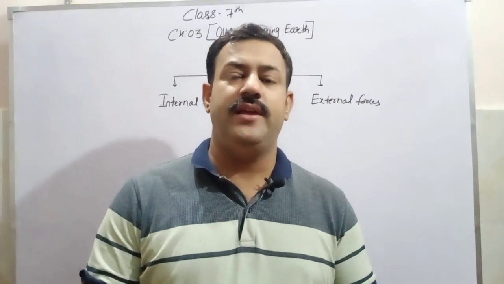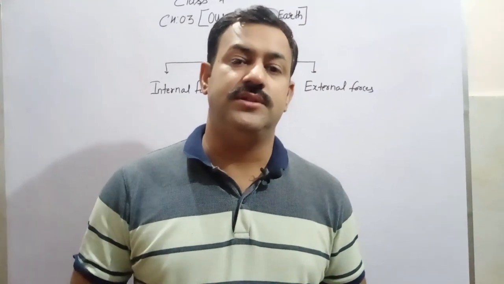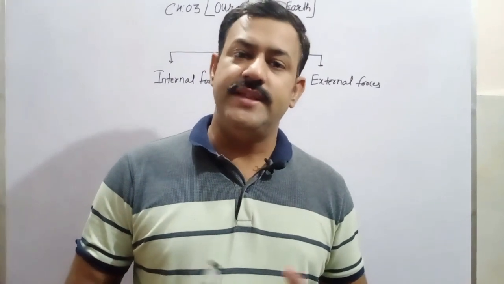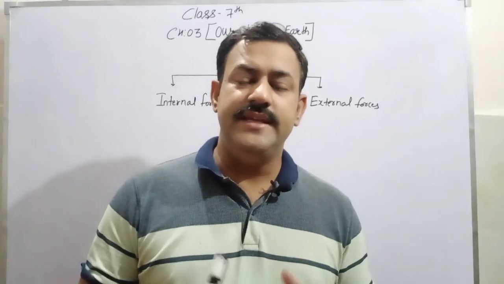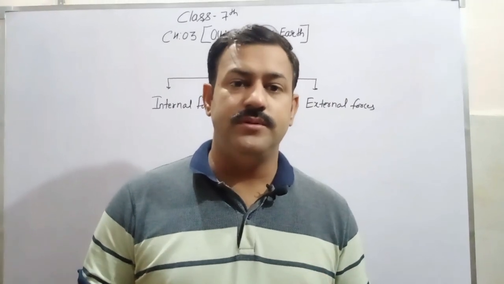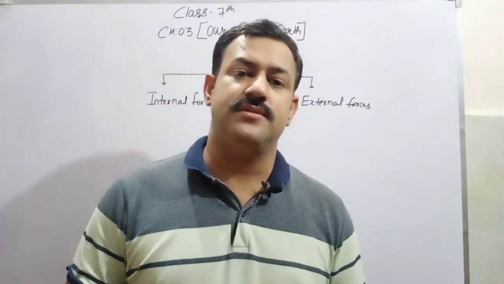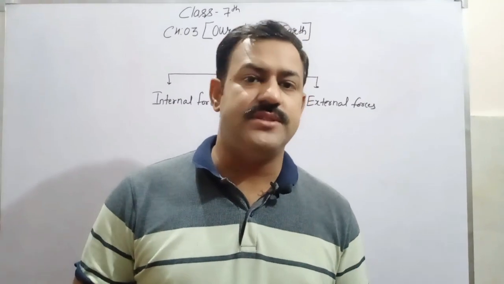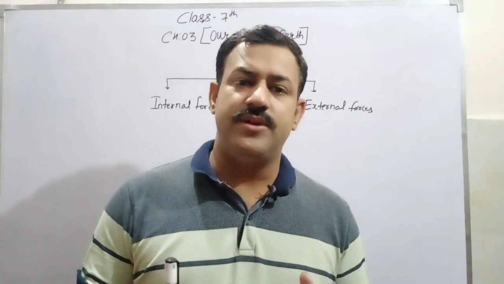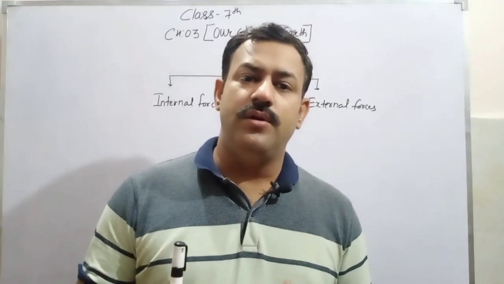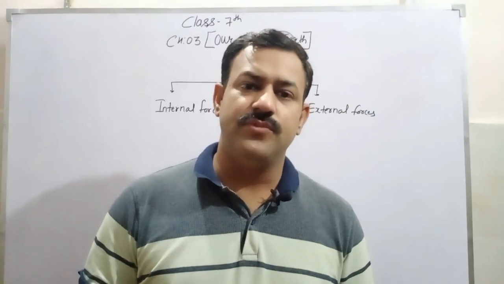Friends, we are reading class 7th geography, wherein we are reading chapter number 3, our changing earth. Dear students, you can see on our earth crust different landscapes are there. These landscapes are formed, shaped and reshaped by different natural processes. Sometimes these natural processes are internal, and sometimes these natural processes which are making these changes are on the earth crust.